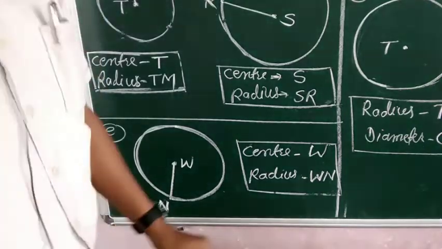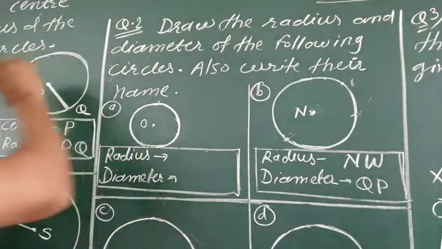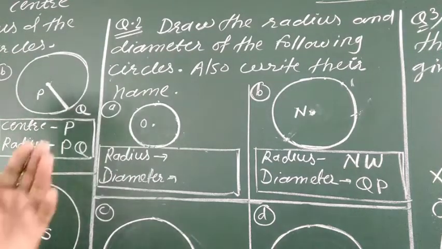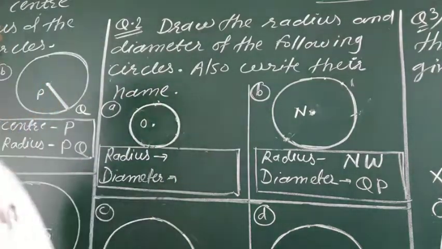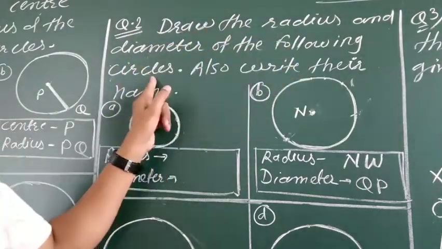Now come to question number 2. It is a little different. In question 1, the radius and center point were given and we had to write their names. But now here: draw the radius and diameter of the following circle.